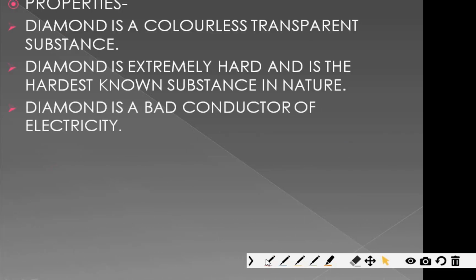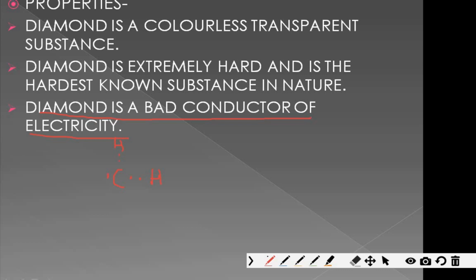Now the next one is diamond is a bad conductor of electricity. Now you should know bond formation first. Okay, now in covalent bond I have shown you sharing of electrons takes place like this. I showed you in the previous one.